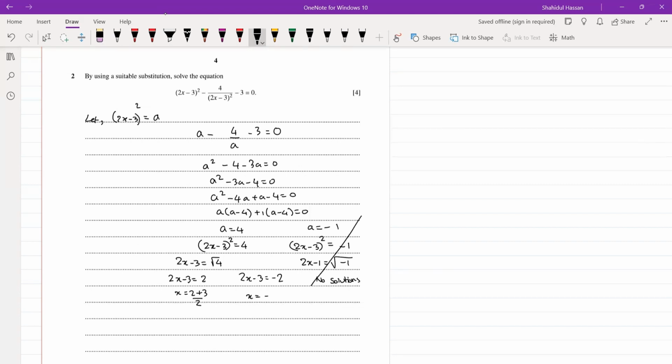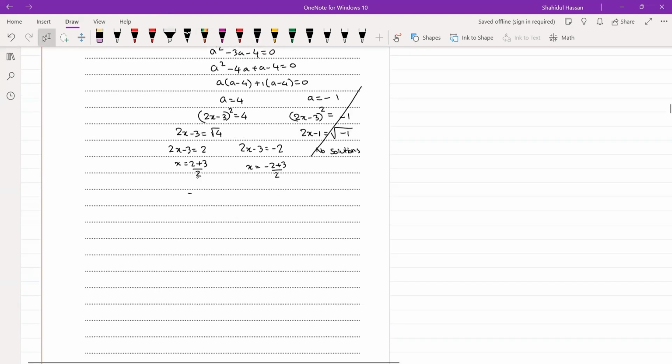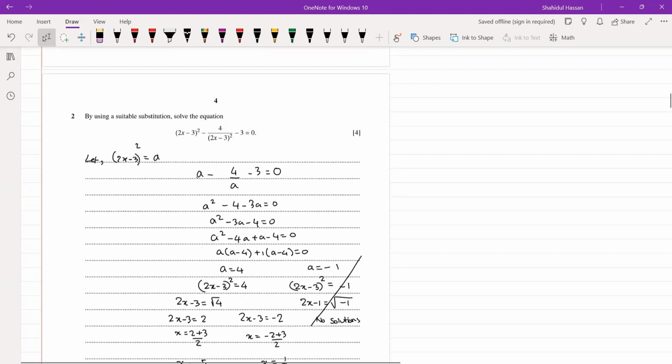x is equal to minus 2 plus 3 divided by 2. So now we have 3 plus 2, 5 by 2, 5 by 2, and the other x is 1 by 2. That's how you do this problem.